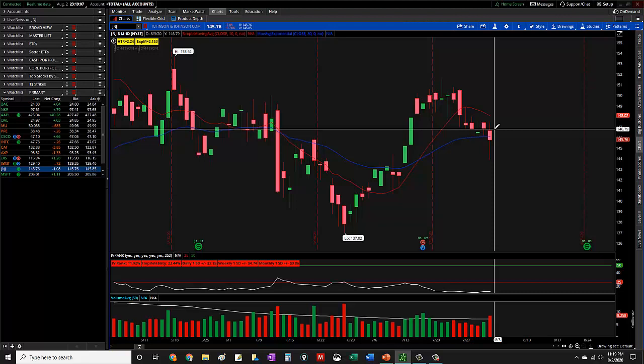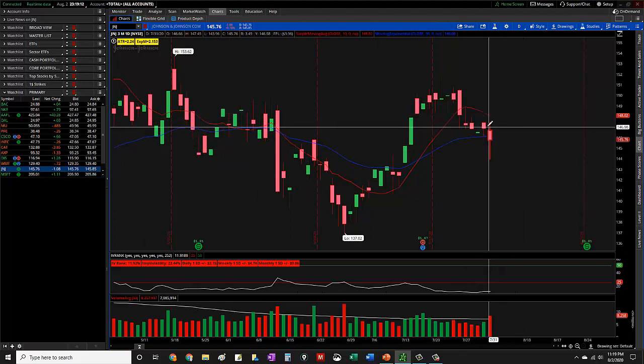Again, that's just my opinion. There's no guarantee that will happen. And likely I would still be willing to put in a trade on this and just see if we could get some more downward movement.